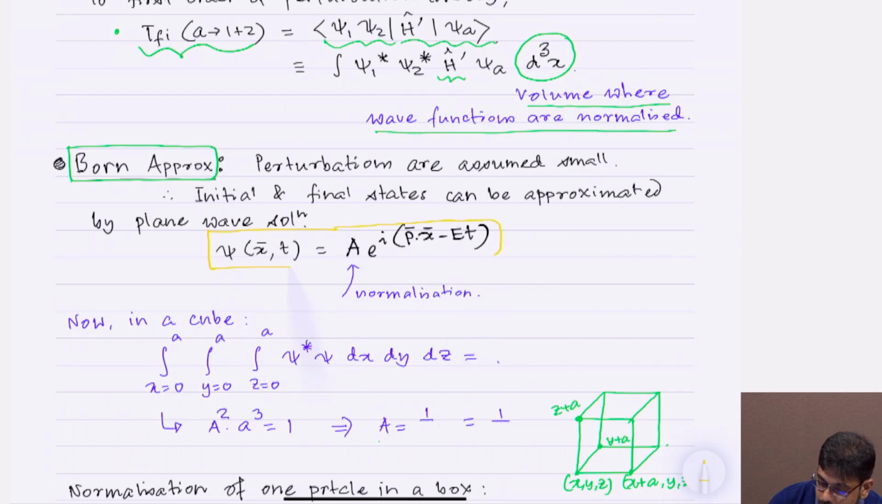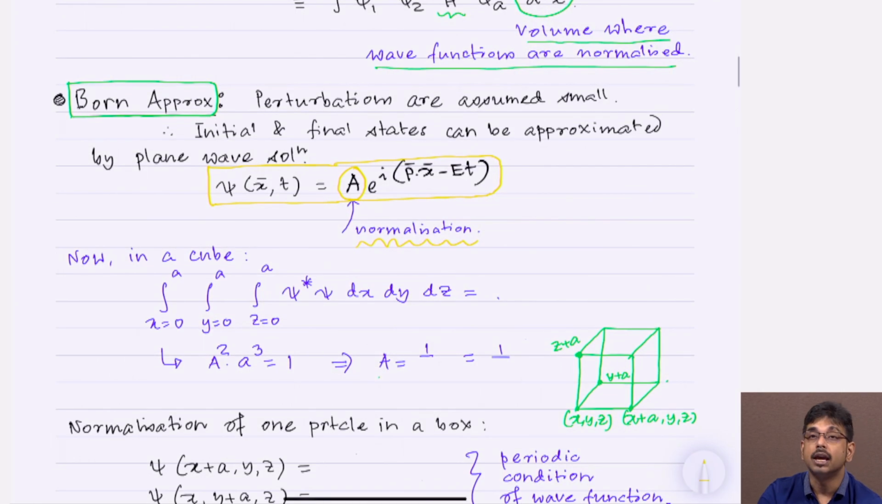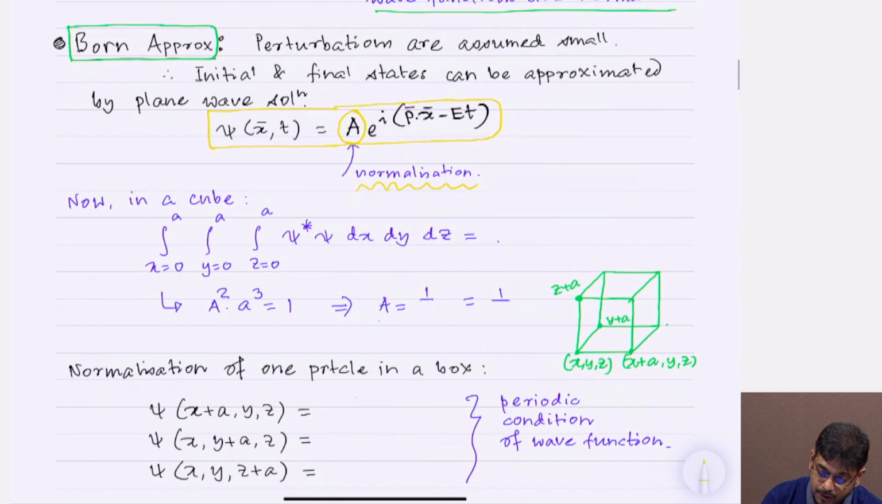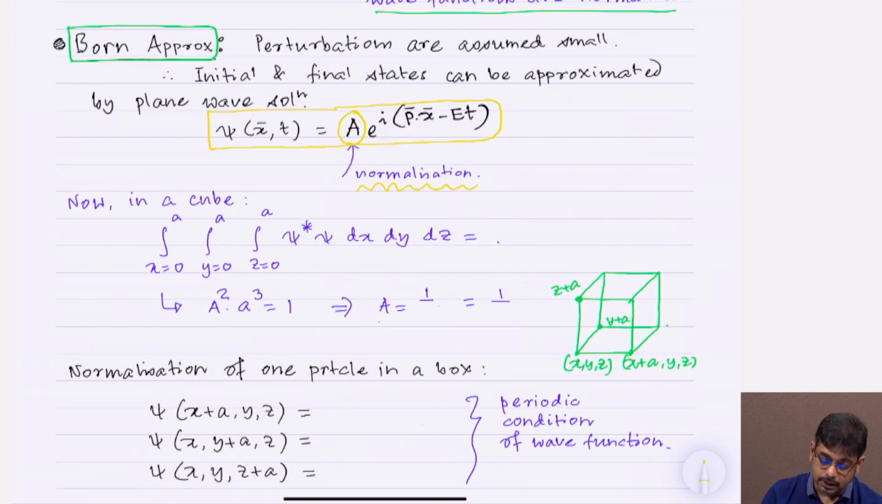Okay. And of course, as you can imagine, this A which we have used is nothing but the normalization. Now, the question is what this A is, how do I normalize this? In quantum mechanics, you all know that normalization plays an important role, and so it does here. Suppose you are normalizing the wave function in a cube of volume A.